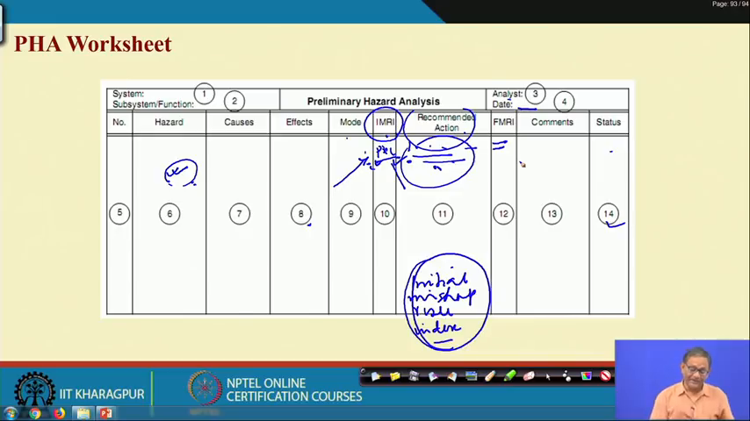So, in PHL we have given a very small number of documentation items, I think 5, 6, but in PHA you have to write down 14 items per hazard. 4 items are common, and items 5 to 14, 10 items, are hazard specific information you have to give.